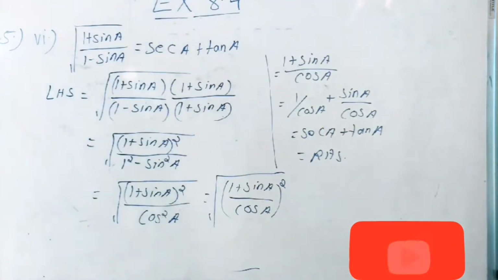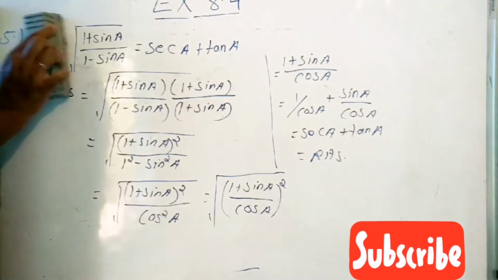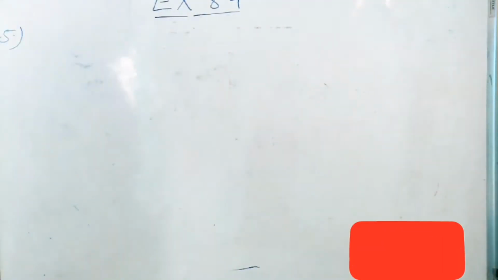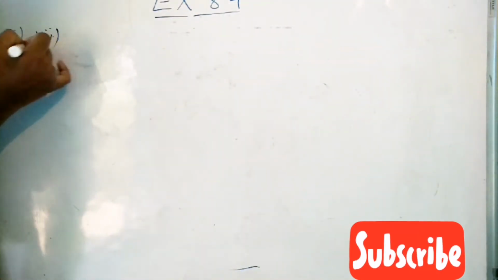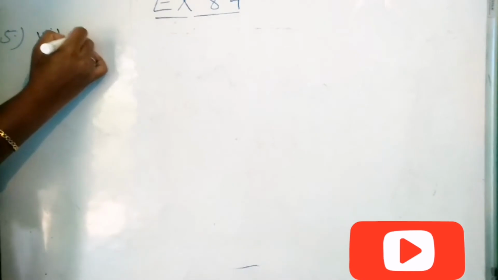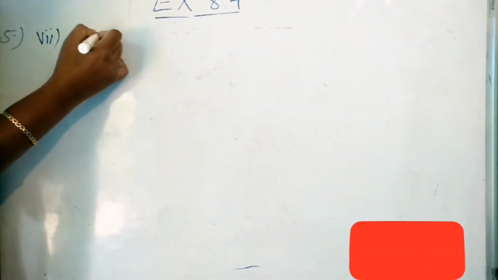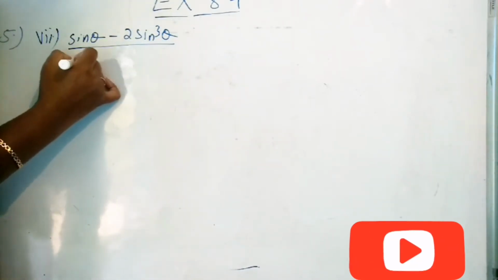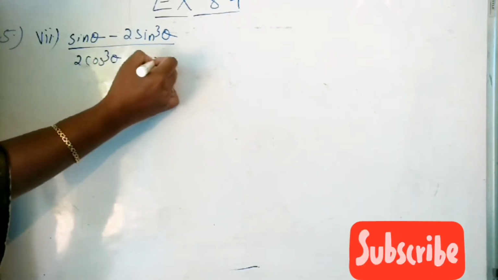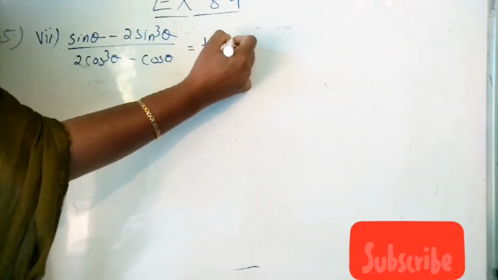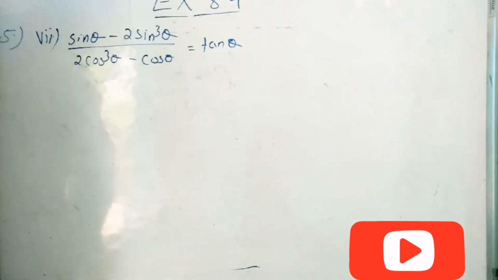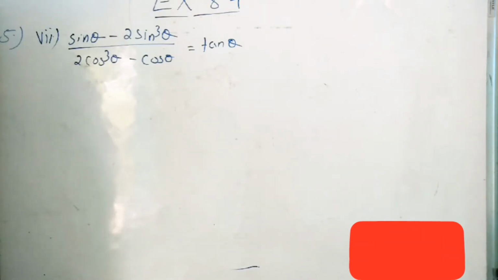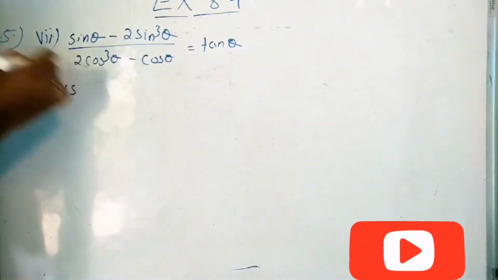Now seventh question. Prove that (sine theta minus 2 sine cube theta) divided by (2 cos cube theta minus cos theta) is equal to tan theta. We will start from LHS.